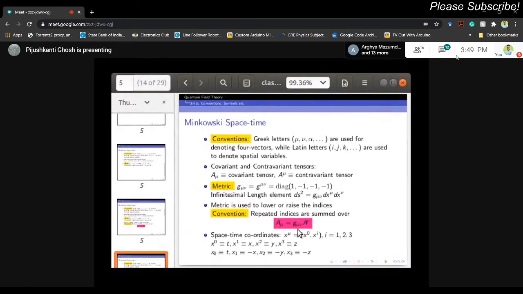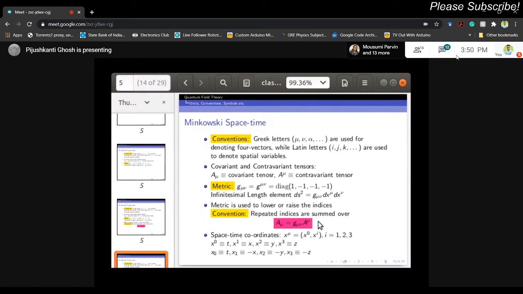What is g10? 0. What is g12? 0. What is g13? 0. Only g11 is non-zero. So if you use this repeated indices summed over, then you see that on the right hand side only one non-zero term, that is g11 x1. What is the value of g11?